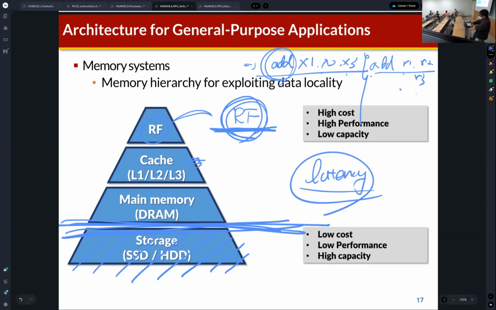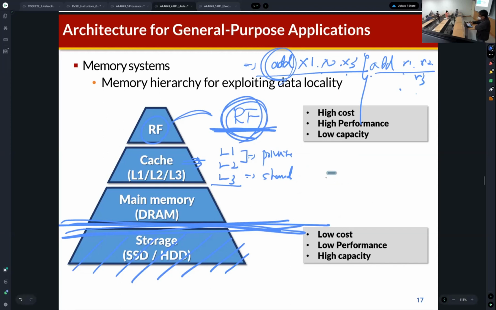Also, cache hierarchy. In the CPU domain, a CPU usually has L1, L2, and L3 caches. L1 and L2 are private caches, and L3 is the shared cache. Why do we use a cache hierarchy? Because a processor handling a small memory is fast, and as you can see, if a processor handles a large memory, it's slow. That's why we use a cache hierarchy. In the CPU architecture, L1 and L2 are private caches, and L3 is the shared cache.